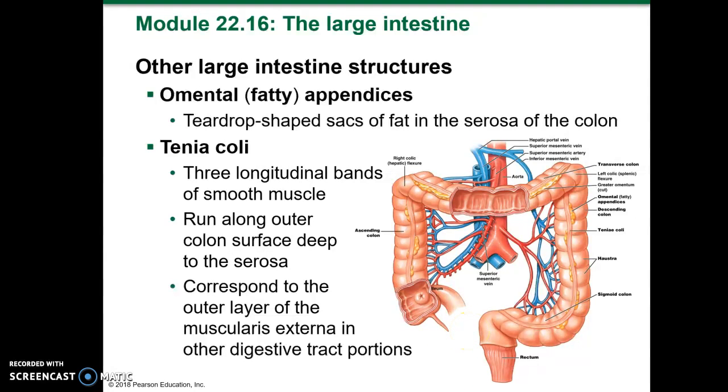There are other large intestinal structures we'll also talk about. There are the omental or fatty appendices. These are teardrop-shaped sacs of fat in the serosa of the colon. You see these right here and here. Then you also have the taenia coli, 3 longitudinal bands of smooth muscle that run along the outer colon surface deep to the serosa. They correspond to the outer layer of the muscularis externa in the other digestive tract portions.